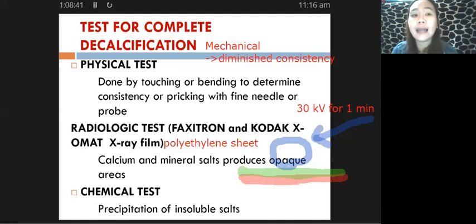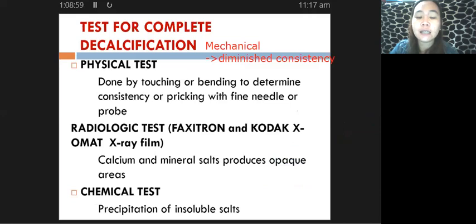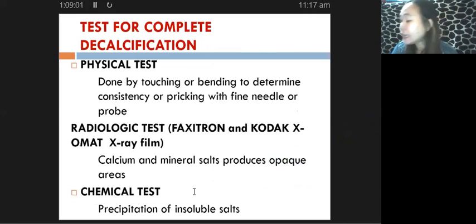And then the last test for complete decalcification is your chemical test. Your chemical test is otherwise referred to as your calcium oxalate test.